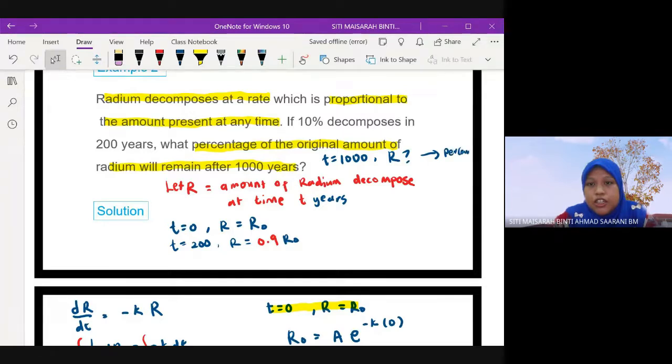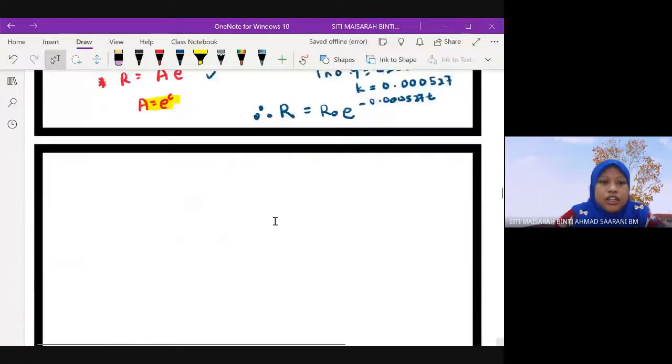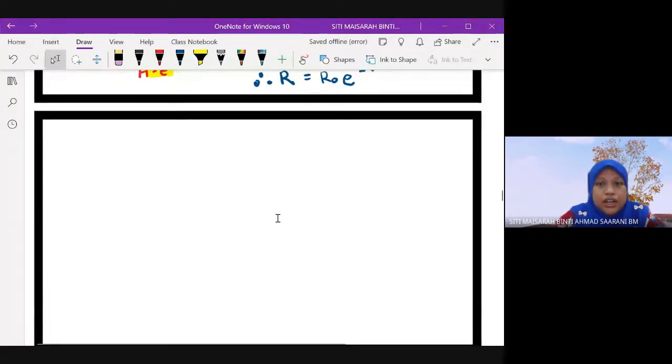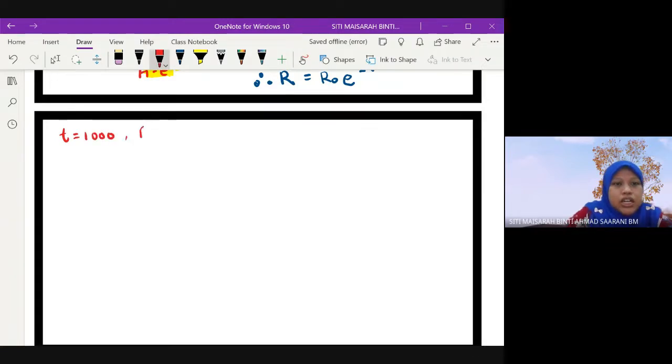Percentage. Okay. So jadi kita gantikan t 1000 ke dalam R lah. So jadi soalan dia kita kena ganti dengan t 1000 dan kita cari R lah.